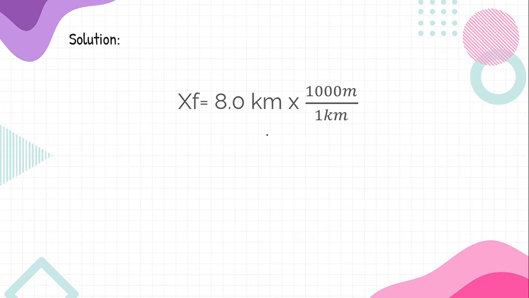We must first convert kilometers into meters in order to find the value of its acceleration, whereas 1 kilometer is equivalent to 1000 meters, and we need to put the 1000 meters at the top and 1 kilometer at the bottom in order to cancel the unit. Therefore, we're going to get 8000 meters. Now let's proceed to solving the problem.